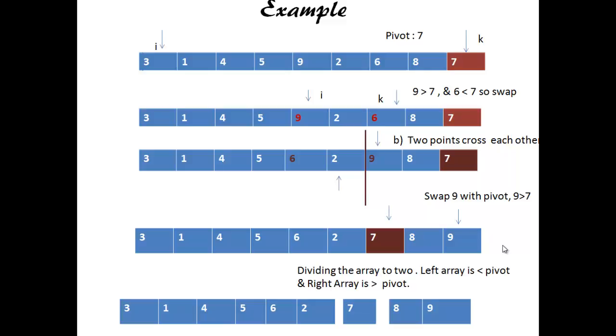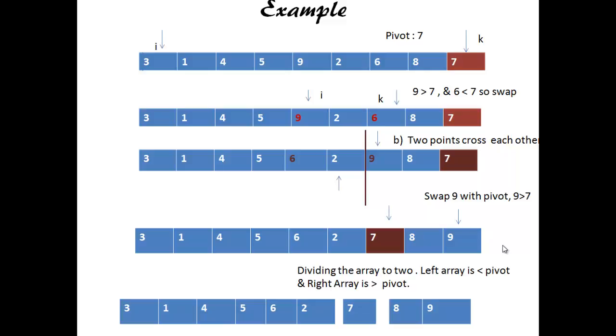Look at the example. Here we start with 3. 3 is less than pivot, so we are incrementing the pointer. 1 is less than pivot, 4 is less than pivot, 5 is less than 7. Here 9 is greater than pivot. So mark 9. Now we start from right. 7 is equal to 7, 8 is greater than 7, 6 is less than 7. So mark 6. Now swap both the pointers 9 and 6.